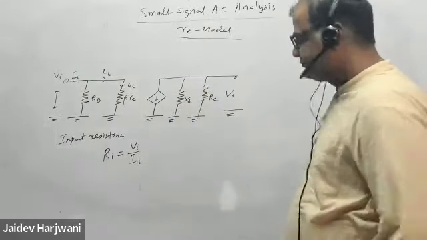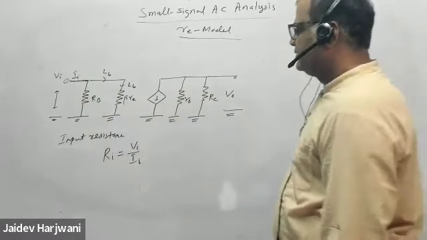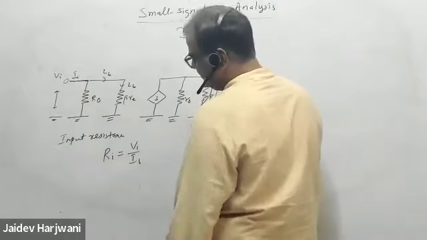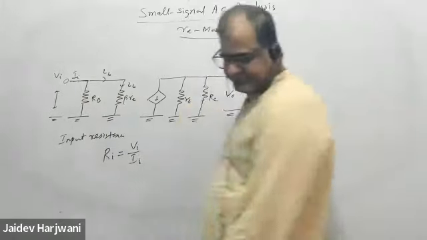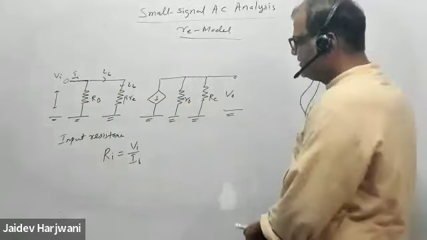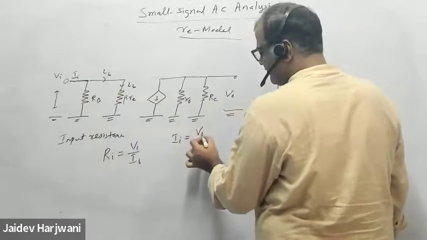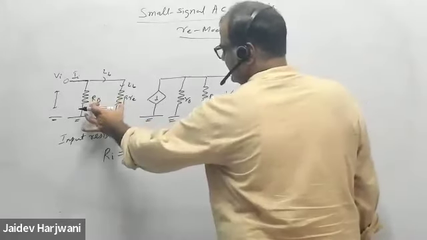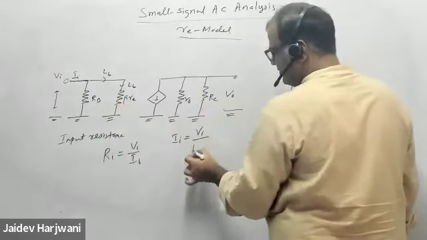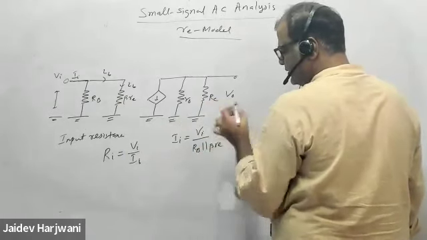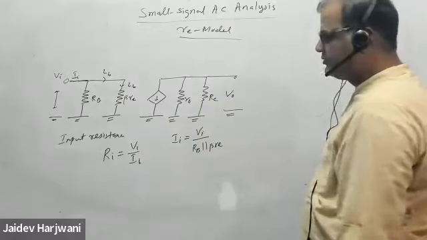Who will tell me how to find I input? I input is basically total voltage divided by total resistance. What is the total resistance here? RB parallel to beta RE. Yes or no?